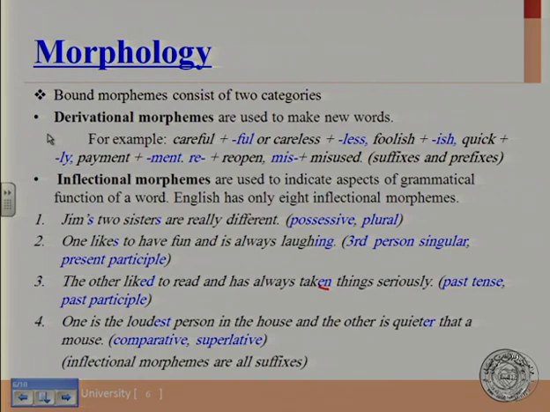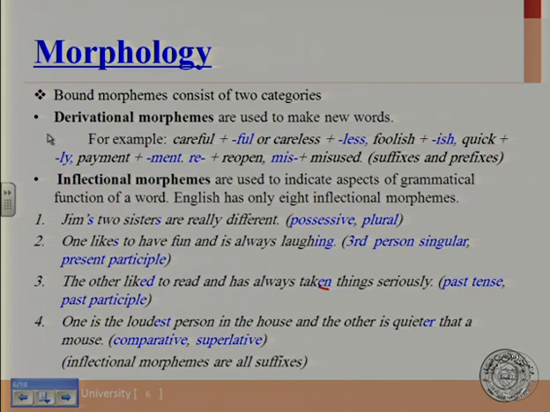Number 7 is using est with loud comparative. One is the loudest person in the house and the other is quieter than a mouse. Now number 7 is comparative and the last one is superlative.